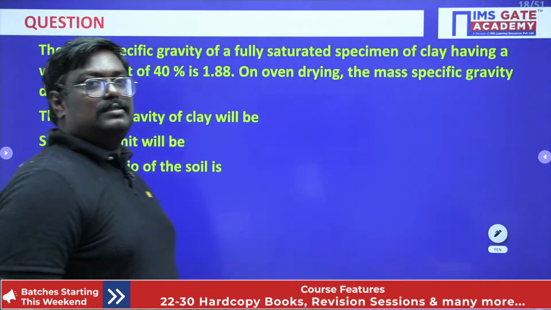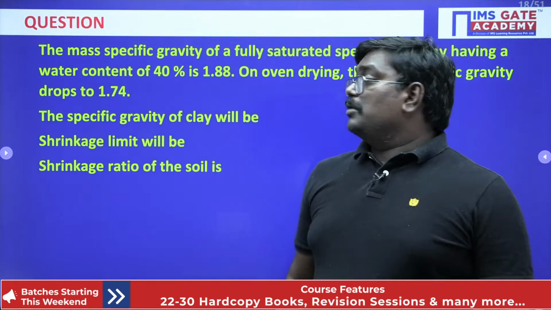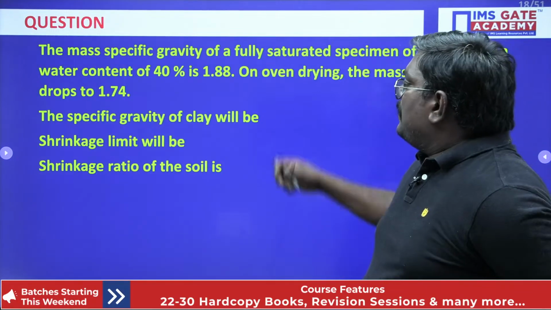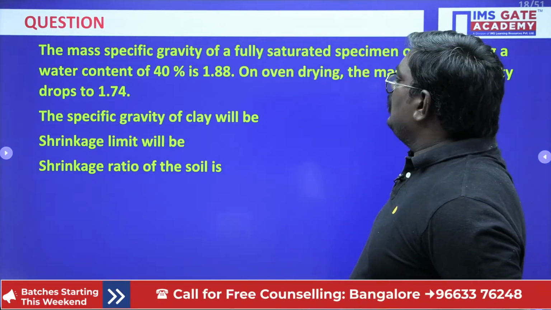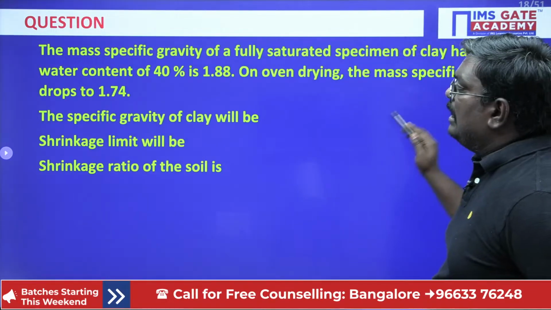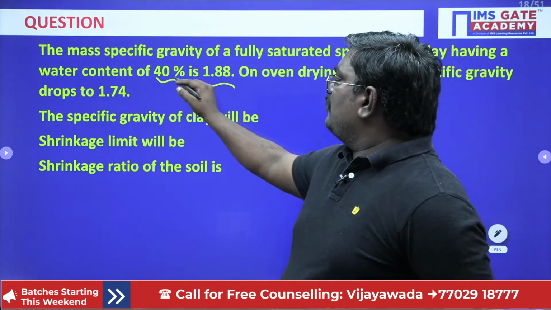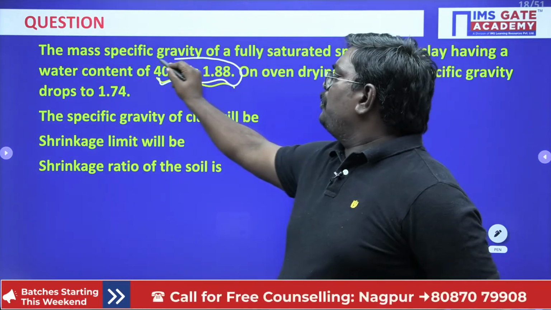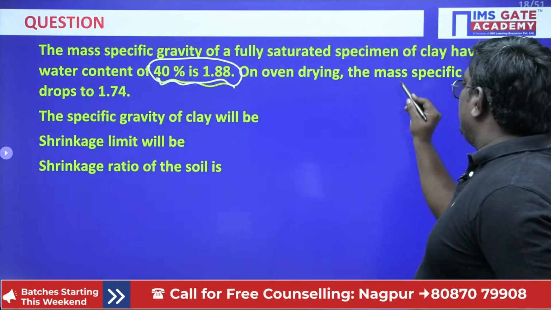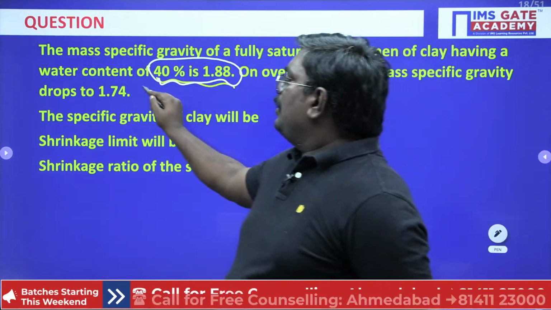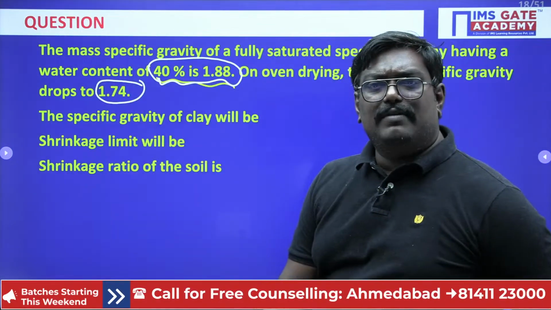Now with this we are done with that problem. Now the next problem: the mass specific gravity of a fully saturated specimen of a clay having water content 40 percentile is 2.88. Having 40 percentile is how much, sir? 2.88. On oven drying, the mass specific gravity drops to 1.74.